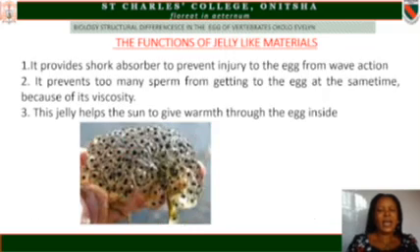Now let's look at the functions of jelly-like materials. Number 1, it provides shock absorber to prevent injury to the egg from wave action. Number 2, it prevents too many sperm from getting to the egg at the same time because of its viscosity. Number 3, this jelly helps the sun to give warmth to the egg inside.